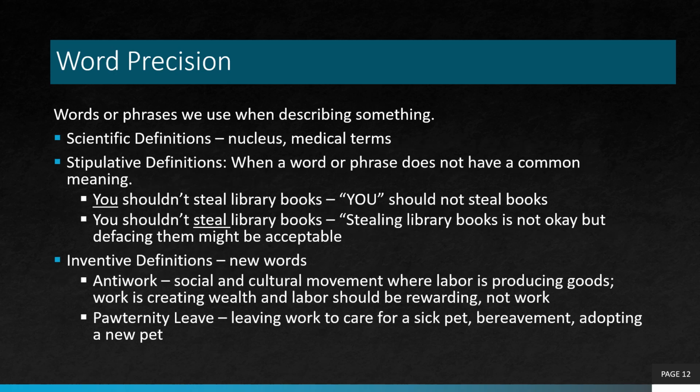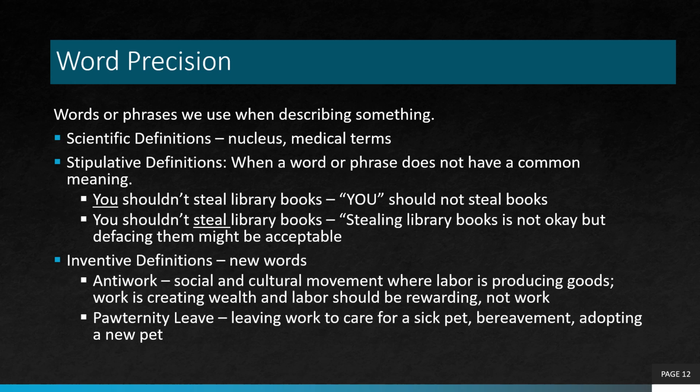So other types of words and phrases that we use when we're describing something, there are scientific definitions, such as the word nucleus. Many medical terms use scientific definitions. Then you have stipulative definitions. It's when a word or a phrase does not have a common meaning.